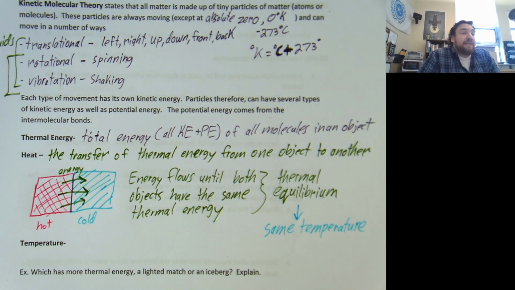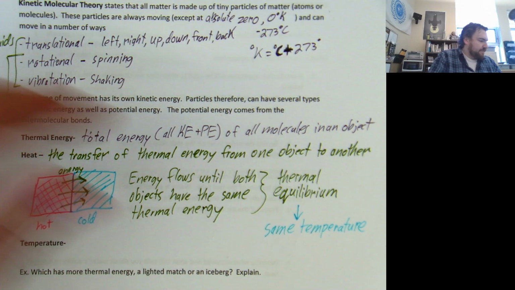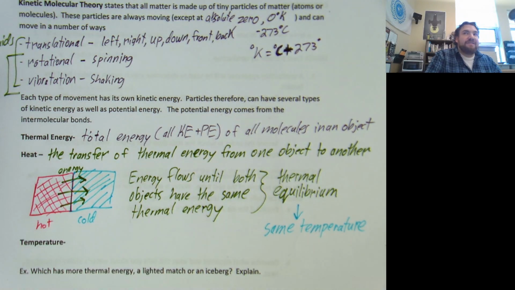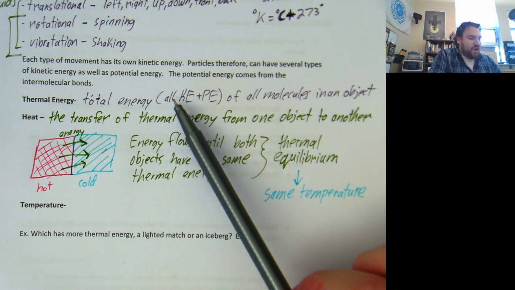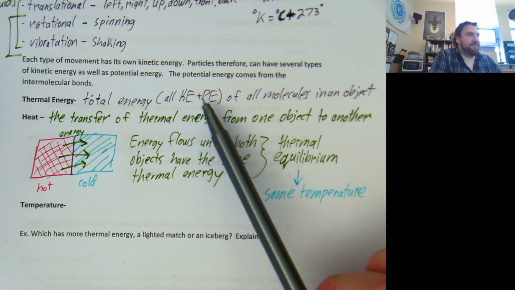Thermal energy is the total energy of all the molecules in an object. Heat is the transferring of thermal energy. What is temperature? We need a definition for this too. Temperature does a few things with this value. Thermal was all of the possible kinetic and potential.